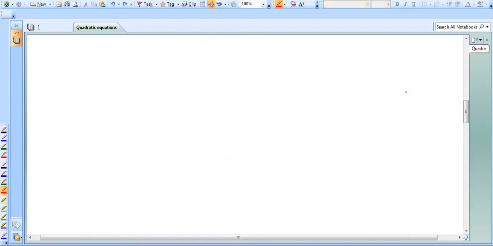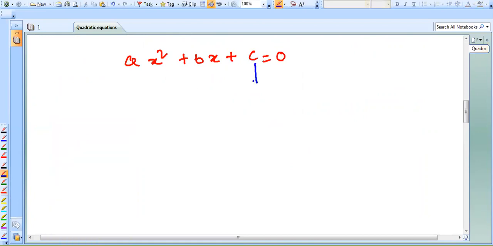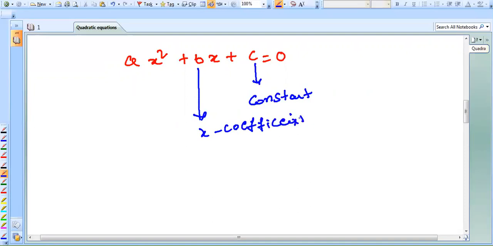Now we will go to the topic. For example, ax square plus bx plus c is equal to 0. This type of equation is called a quadratic equation. Now I'll tell you, c is called the constant. b is called the x coefficient. a is called the x square coefficient.